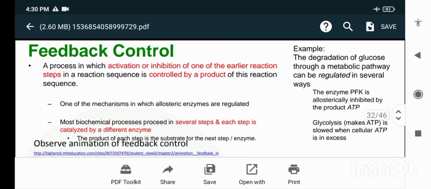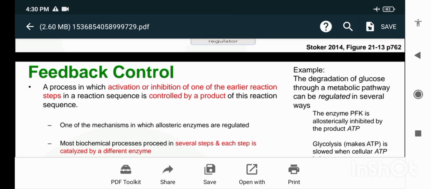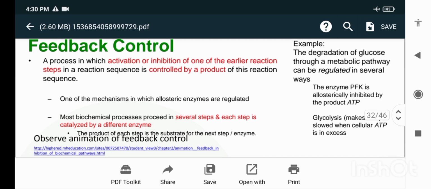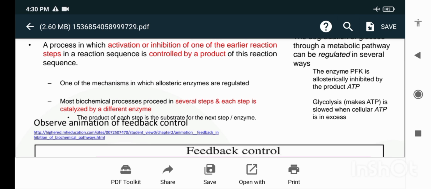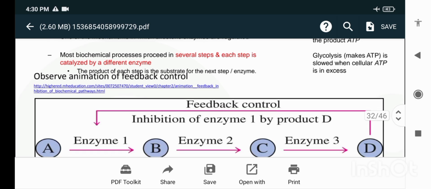Most biochemical processes proceed in several steps. Each step is catalyzed by a different enzyme. Example: the degradation of glucose through a metabolic pathway can be regulated in several ways. The enzyme PFK is allosterically inhibited by the product ATP. Glycolysis, which makes ATP, is slowed when cellular ATP is in excess.